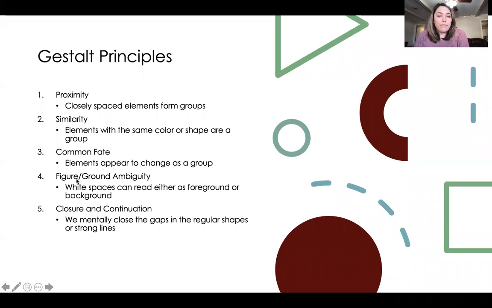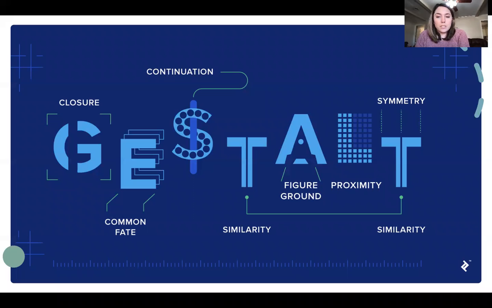Number 4, figure and ground ambiguity. The white space can either be seen as foreground or background. Think of those old brain teaser pictures that you used to look at, where it could be a rabbit or a bird. In this scenario, they're looking at this letter A here, but you can either focus on it and make it a letter A, or you can look at it differently and it's a rocket ship, right?